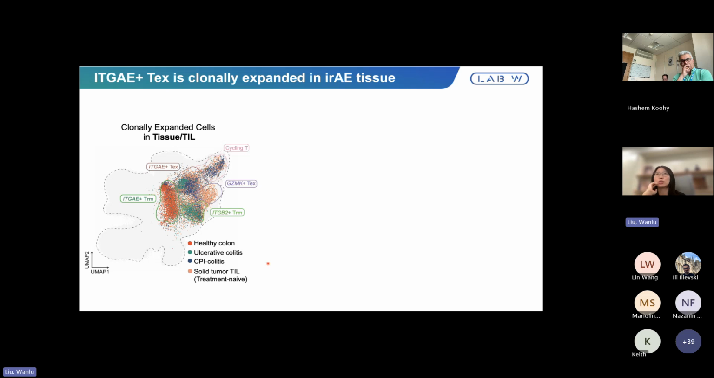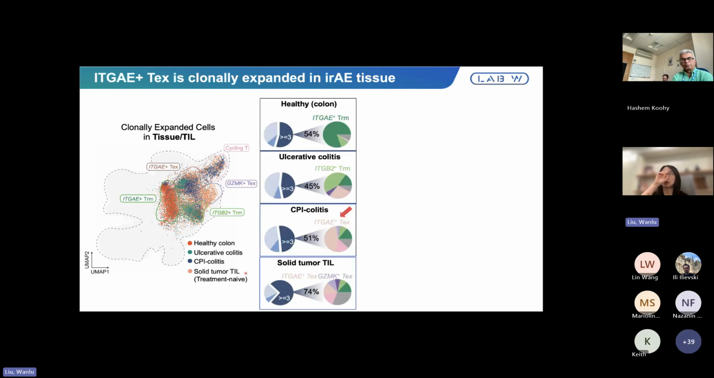This drives us to ask whether those CPI colitis cases, driven by PD-1 blockade therapies, have T cell types or phenotypes similar to those of autoimmune diseases like UC, or whether they are different. So we extracted cells from healthy colon, UC, or CPI colitis, along with some solid tumor TIL, which is treatment naive, and did some more in-depth analysis. We looked into those clonally expanded T cells, which means their TCR is expanded more than 3, and then looked into what cell types are there.